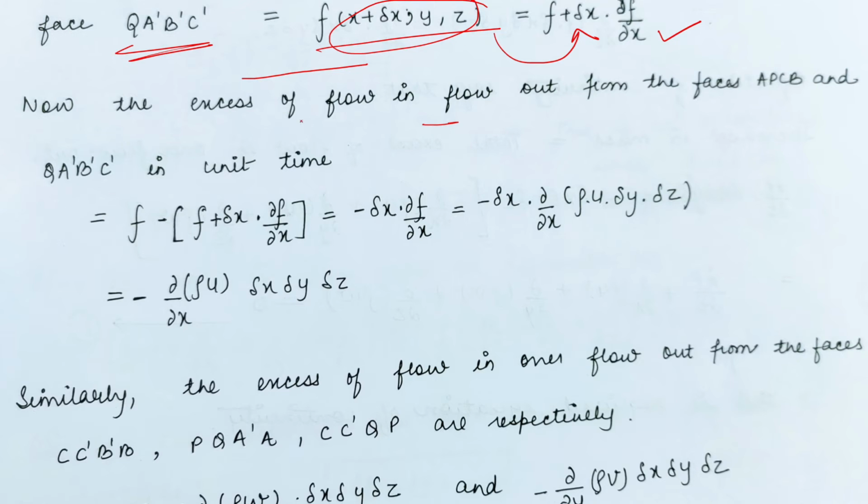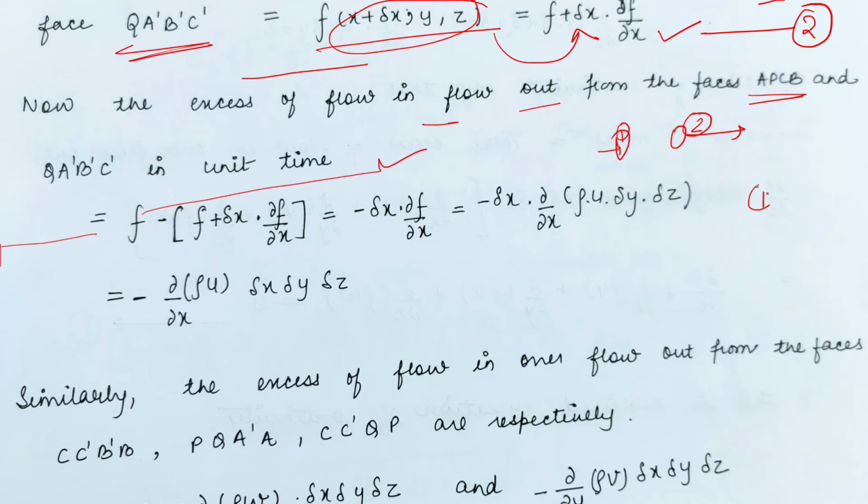Now the excess flow out from the phase APCB and QA'B'C' in a unit time, if I'll term it as 2, is the excess flow when the water enters from phase 1 and goes out from phase 2. How much is the excess flow? So we'll do 1 minus 2 or 2 minus 1, anything you can go for. But they have done 1 minus 2, so we'll get the negative sign. So it is f minus f plus delta x del f upon del x. When we solve it, f and f will be cancelled. We'll get only minus delta x del f upon del x.